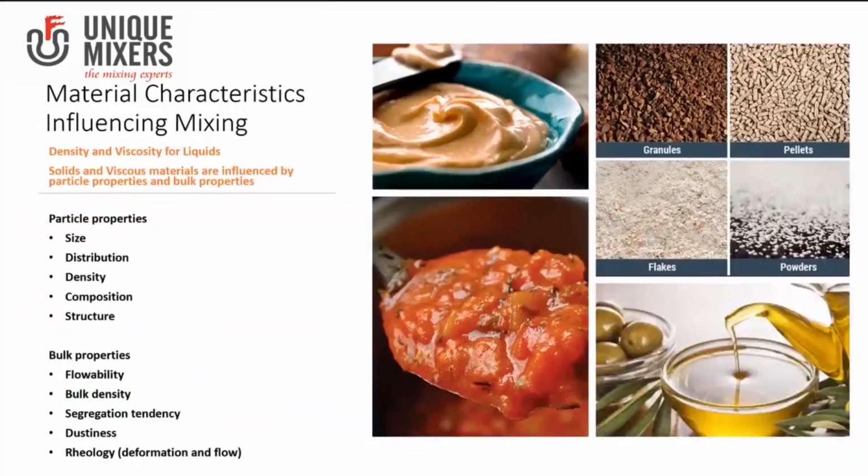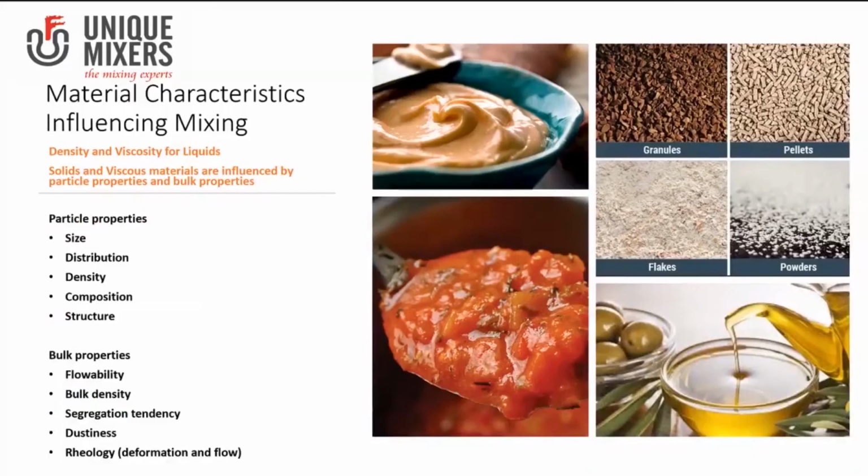So when you talk about liquid mixing, we generally look at the density and viscosity of the liquids, and that is good enough to specify or define the mixer parameters. But when we are handling solids, powders, flakes, granules, dough-like materials, paste, slurries, then there are several properties that need to be looked at. What are these properties?